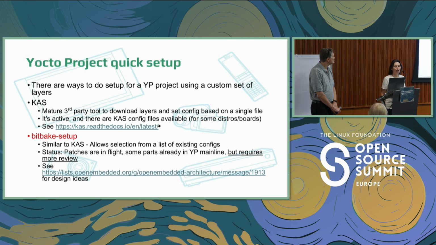Then there are also ongoing discussions on setting up your multi-layer configuration setups in the Yocto Project. Currently, there are multiple out-of-tree tools for that, with the notable mention of Kas. It allows you to configure your system when you have multiple different layers that you use to build a product.